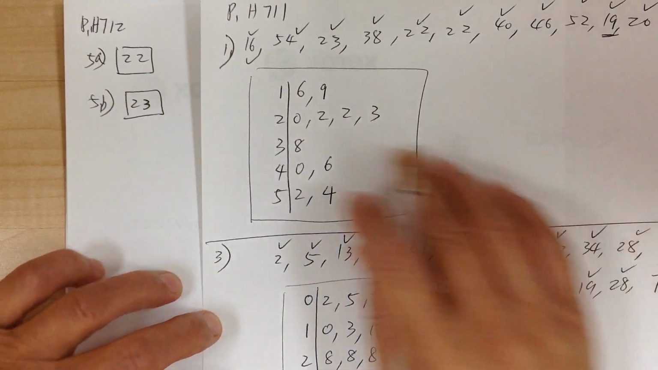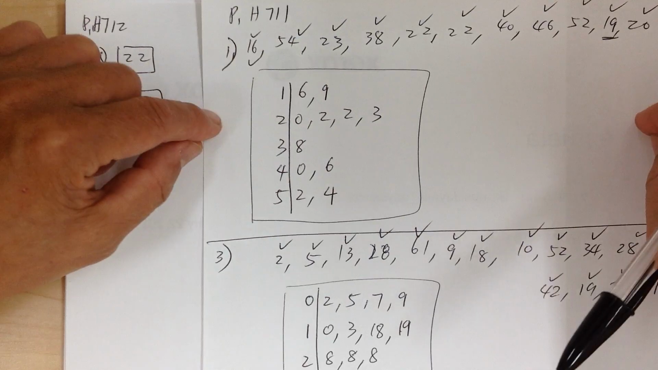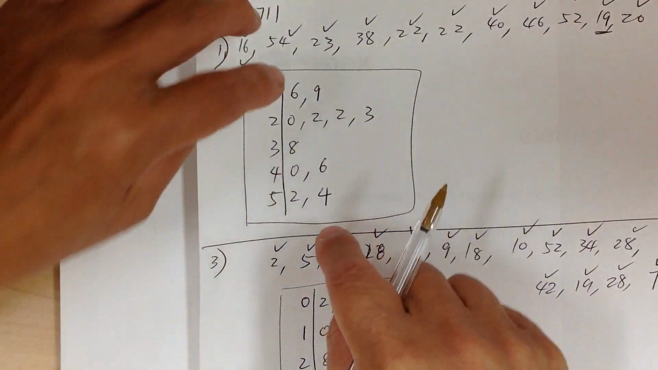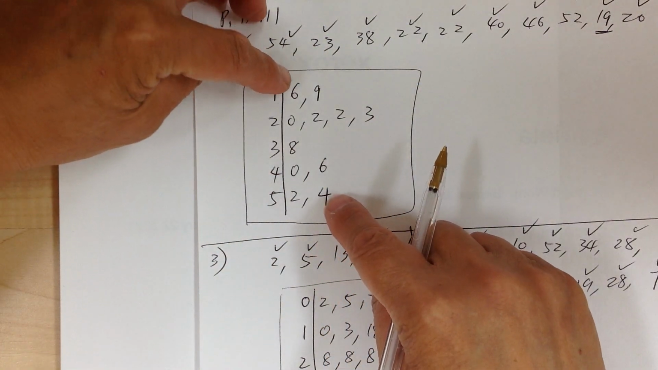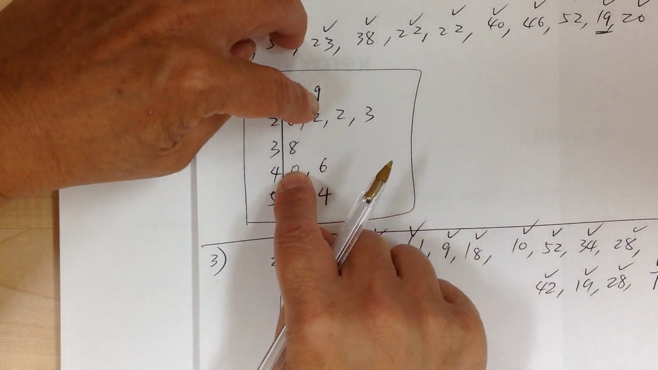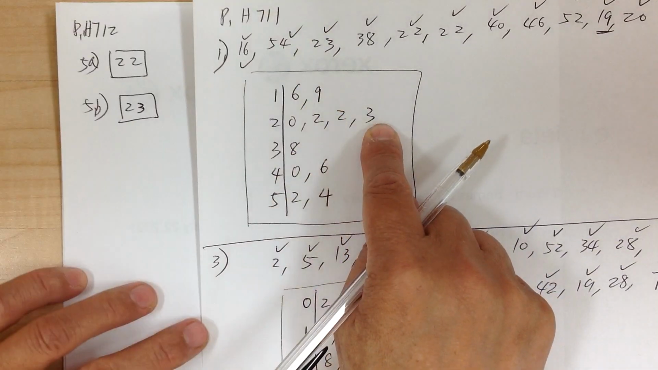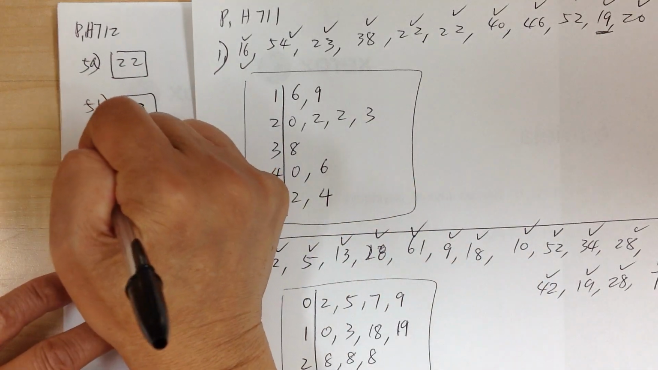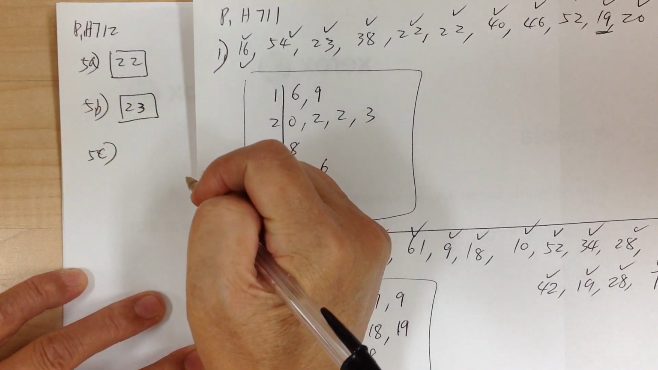Another way to do it is to arrange this in order and go from both ends. From here, go like this, and this is the middle.